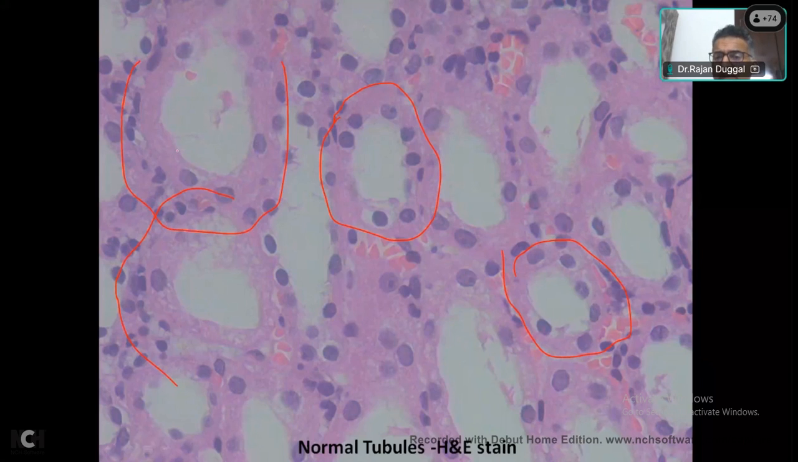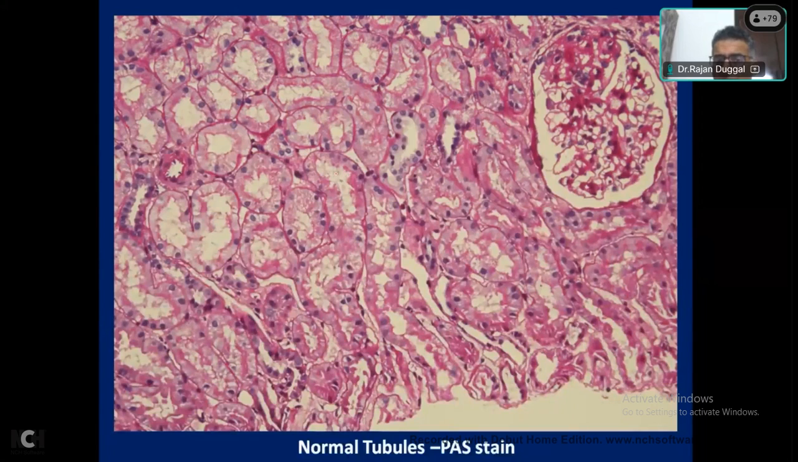So it is difficult to pick up on an H&E section, but yes, this tubule looks like a proximal tubule because it is a dilated tubule and you can see this line-like thing. And I'll show in the PAS stain, this is a brush border. Brush border is better picked up on ultrastructure examination or EM, electron microscopy. So this is a PAS stain. What it highlights is this is a glomerulus, and you can see these tubules, and these tubules are arranged in a back-to-back manner. So the tubular basement membrane can be highlighted better in a PAS stain.